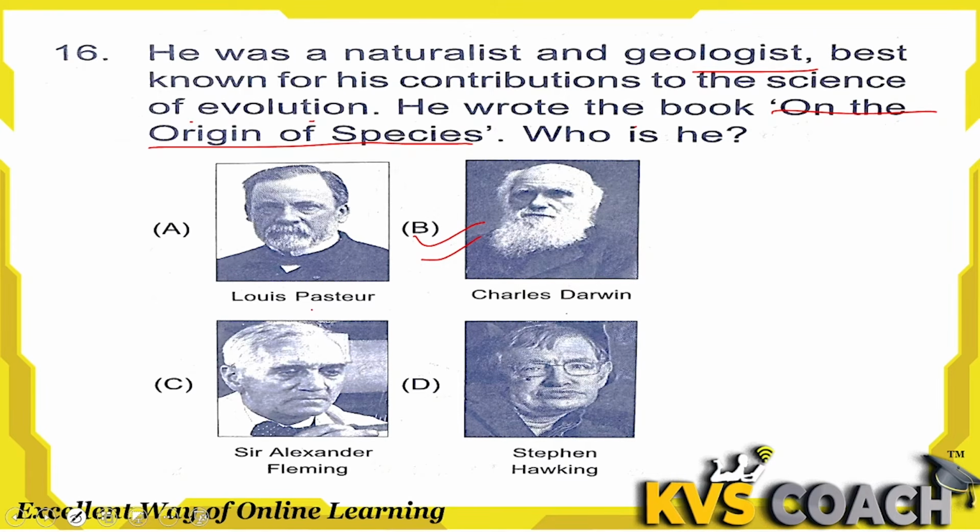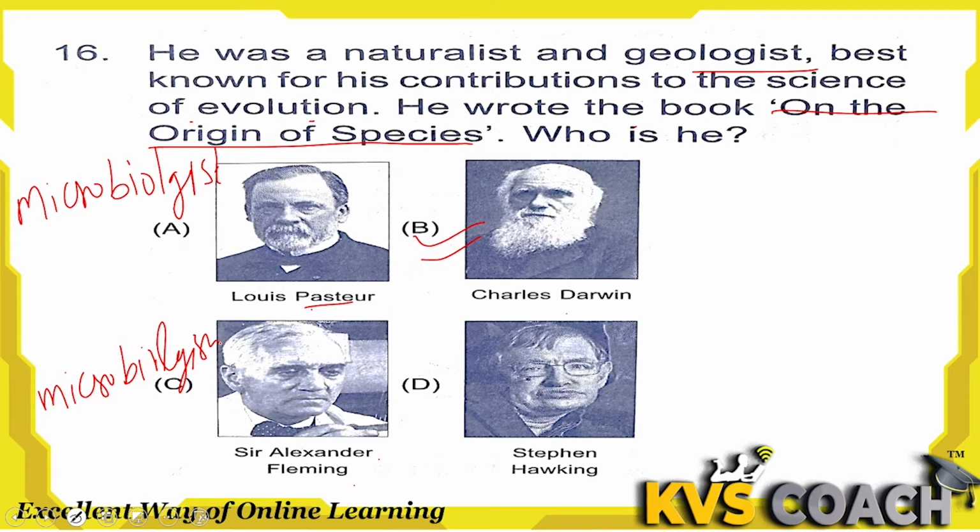If I am talking about the first one, Louis Pasteur, he was a microbiologist and he invented the process of pasteurization. After his name, the process is known as pasteurization. Option C is Sir Alexander Fleming. He was also a microbiologist, known for the invention of the world's first antibiotic substance, penicillin, invented by Alexander Fleming. That was the first antibiotic substance invented in the world.